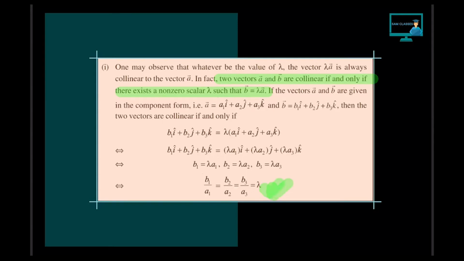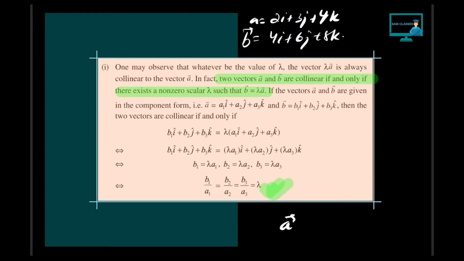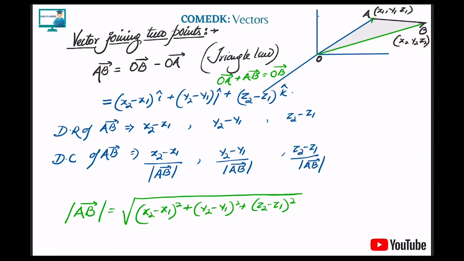Okay. Let's say we have a vector a equal to 2i plus 3j plus 4k, and b vector is equal to 4i plus 6j plus 8k. Now a and b vectors are collinear. It means a vector is equal to some scalar quantity times b vector. Here in this case, you'll see it is double of that. It can be minus 2 also, but I'm just showing it. Okay, that's it.